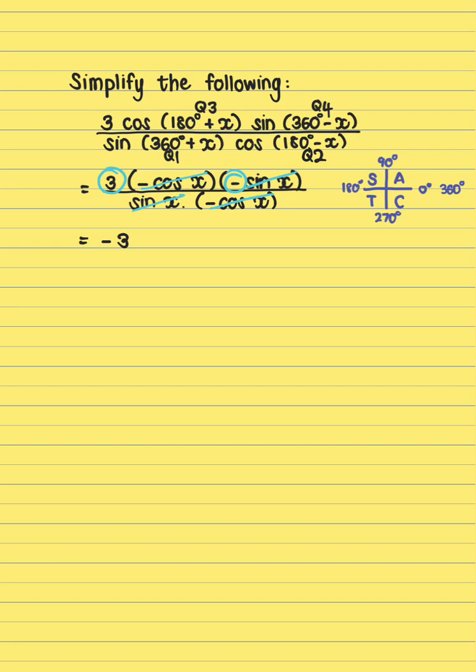This question will count, let's see how many marks. You always get 1 mark per reduction. So you will get a mark for negative cos x, a mark for negative sin x, a mark for the sin x, a mark for the negative cos x, and then a mark for your final answer. So this question would be worth 5 marks.